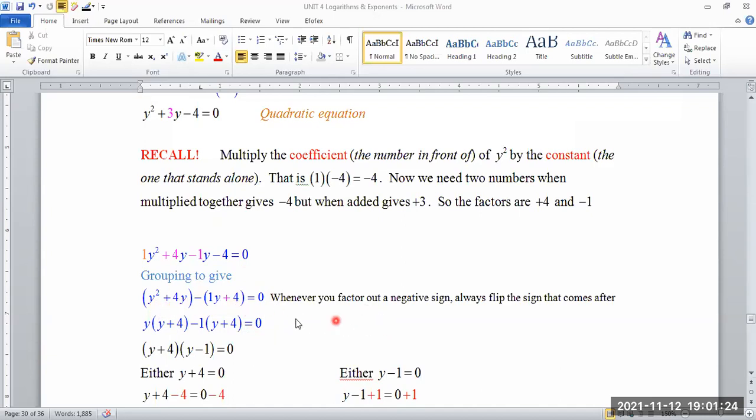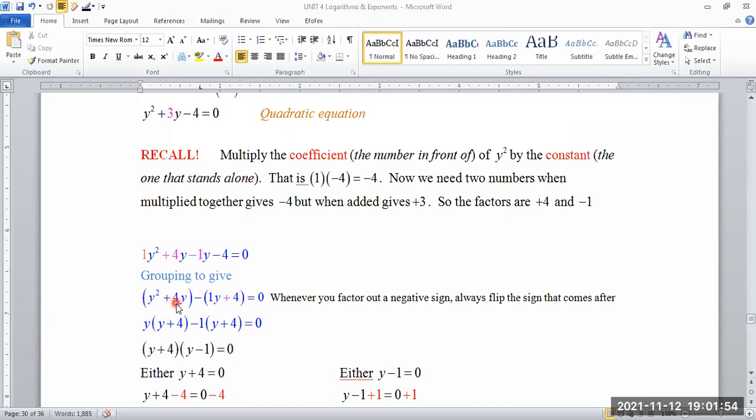So whenever you factor out a negative sign, like right here, this will always happen. Every time you have a negative sign separating the two parentheses, just remember to flip the last sign. That's why I put it in pink. Always remember to flip this last sign. Whatever sign is in this bracket has to be the same sign in this bracket. All right? Then I'm going to factorize.